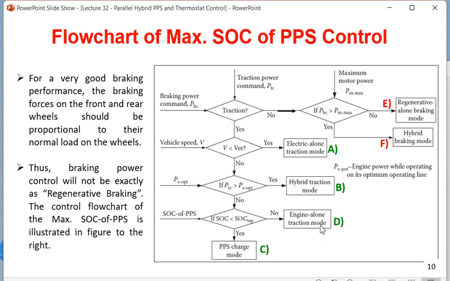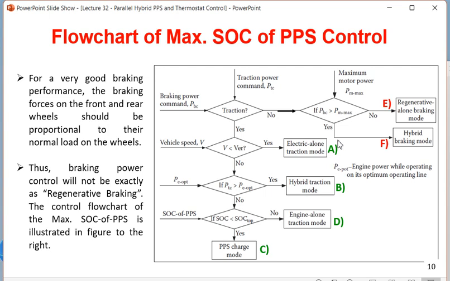Second is hybrid traction mode, when engine power is less than the demanded power. And first mode is electric alone traction mode. So this electric alone traction mode was not there in series. Remaining three modes were there in series hybrid electric drivetrain. Again come back to the initial stage where traction power and braking power, we are comparing them, and if you are finding traction is no, means vehicle is not going forward, it is actually going into braking situation, then we have to compare the braking power with the maximum PPS braking power.